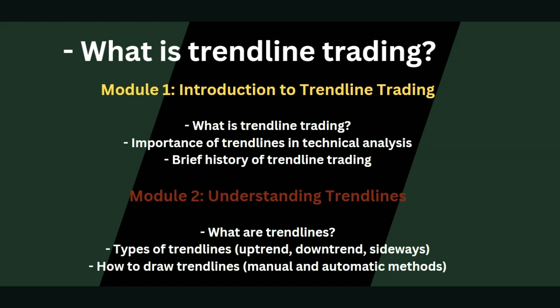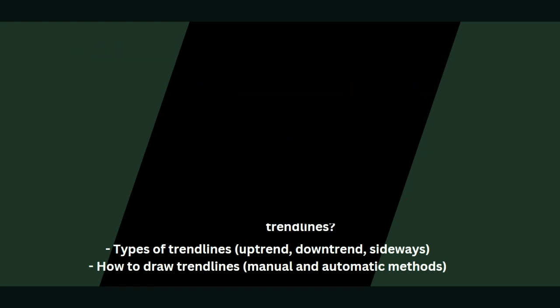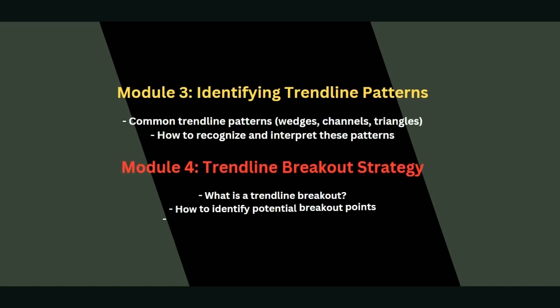The course will be in 4 modules. Module 1 will be the introduction to trendlines: what is a trendline, the importance of trendlines in technical analysis, and a brief history of trendlines. In Module 2, we discuss understanding trendlines: what trendlines are, types of trendlines (uptrend, downtrend, sideways), and how to draw trendlines with manual and automatic methods. Then module 3 and module 4.